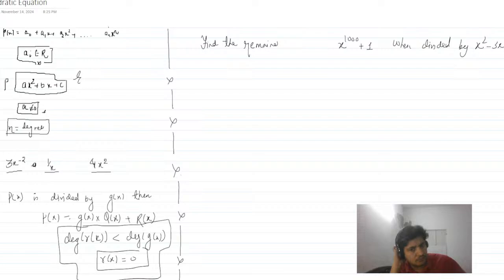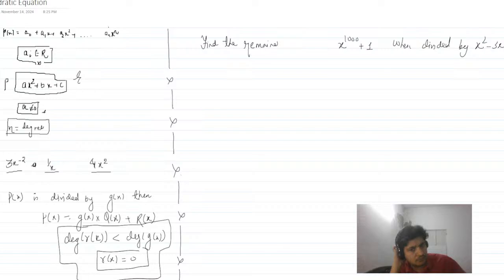x square minus 3x plus 2, which is equal to 0. From here, you can get two factors, x minus 1 and x minus 2, which is equal to 0. You will get one value as x equal to 1 and one value as x equal to 2. Now, let's write the Euclid division lemma. That is given as P(x) is equal to Q(x) times (x square minus 3x plus 2) plus R(x). Can you write it like this?